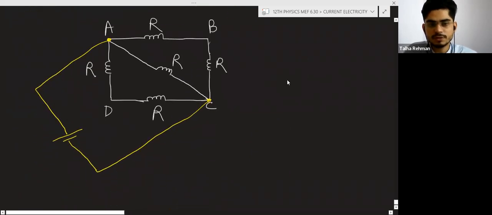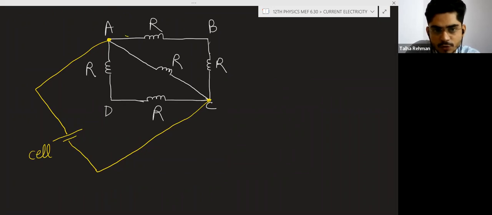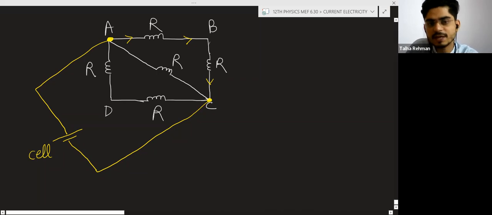So now this is a cell. You have connected an imaginary cell. Now move from A to B and from B to C. Now this is a single wire. Here is one connection. Branching is here. From A there are 3 or 4 branches. From C there are 4 branches. But from A to B to C, here is a single wire.